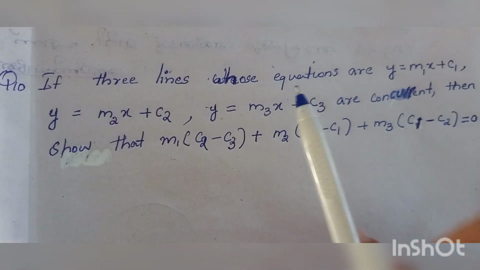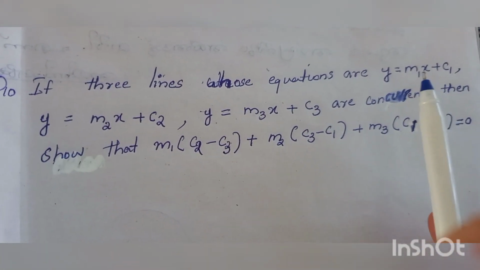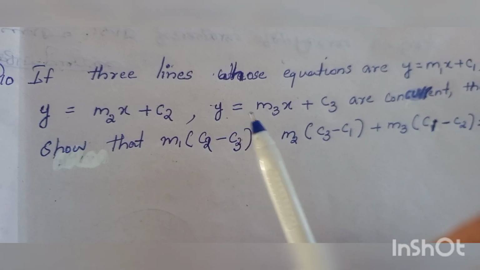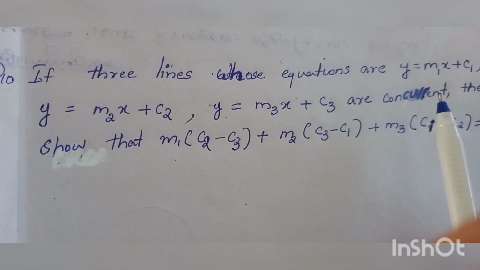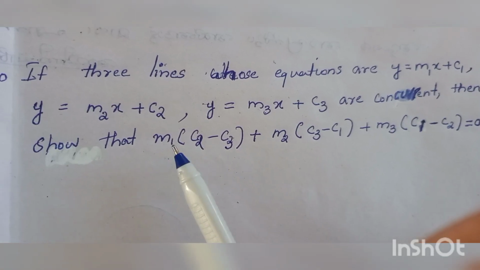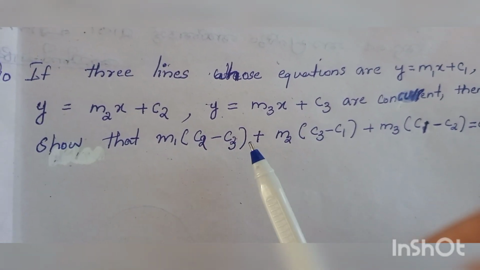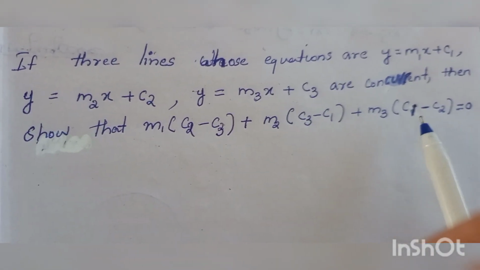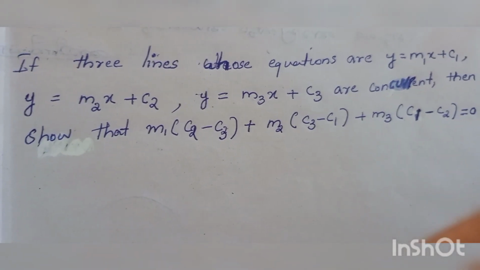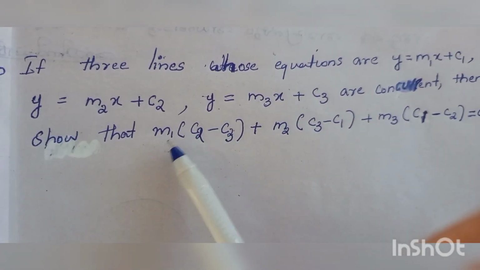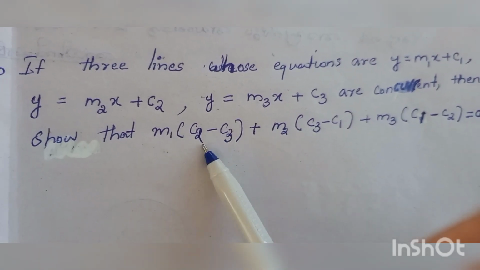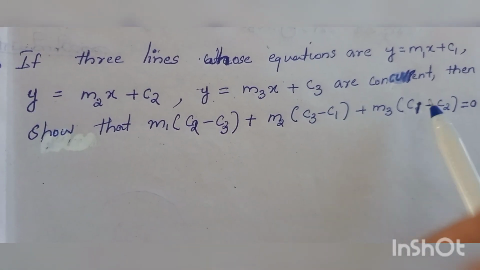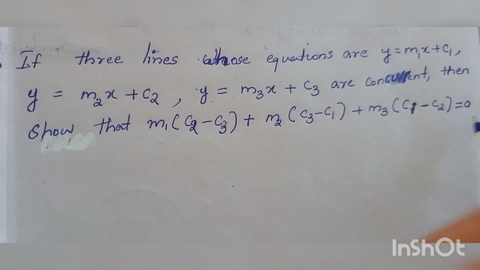Question number 10. If three lines whose equations are y equals m1x plus c1, y equals m2x plus c2, y equals m3x plus c3 are concurrent, then show that m1(c2 minus c3) plus m2(c3 minus c1) plus m3(c1 minus c2) is equal to 0. So we have to show that.